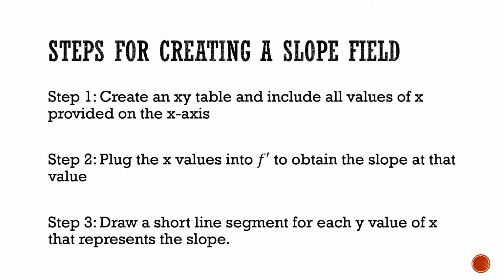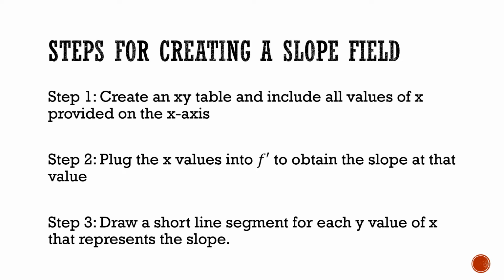You don't necessarily have to write it down all the time. I suggest you do it at first just so that you can see what you're actually plotting. But a lot of times, especially if you're doing a big slope field, you'll just do the calculations in your head. Then step 2, you want to plug the x values into f prime, and that will give you your slope, because remember, f prime is the slope of the function.